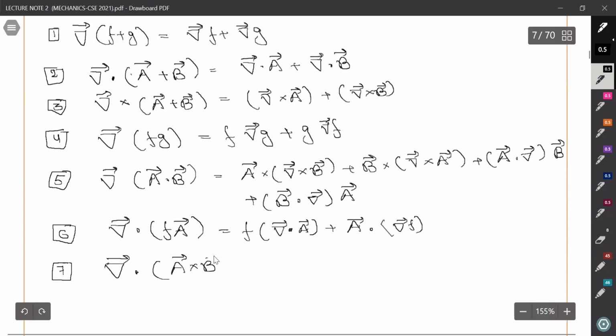If we have a cross b, then its divergence we can write it as b vector dot gradient a minus a vector dot vector into b.